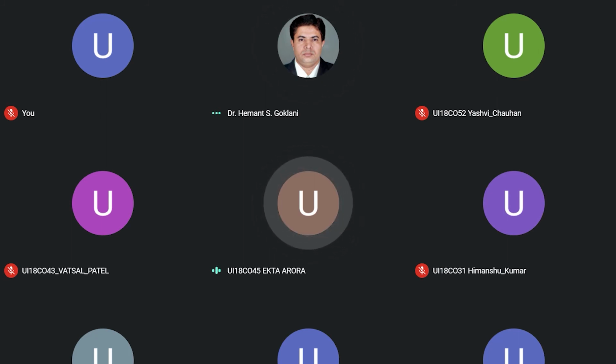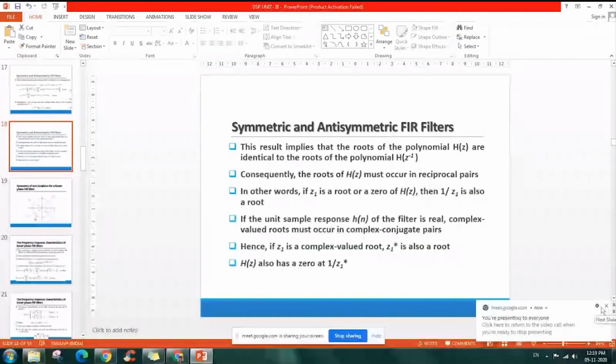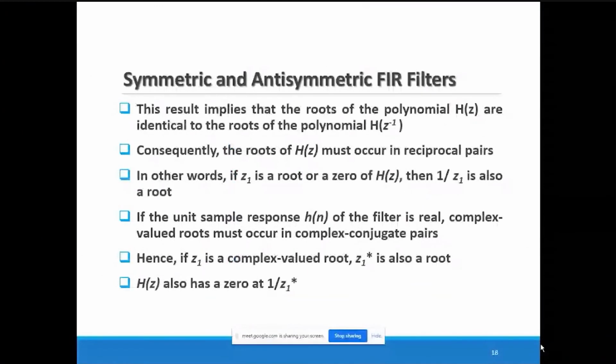Can you explain that symmetry, asymmetry part? Yeah. So the result implies that the roots of the polynomial h of z are identical to the roots of the polynomial h of z inverse. Okay.